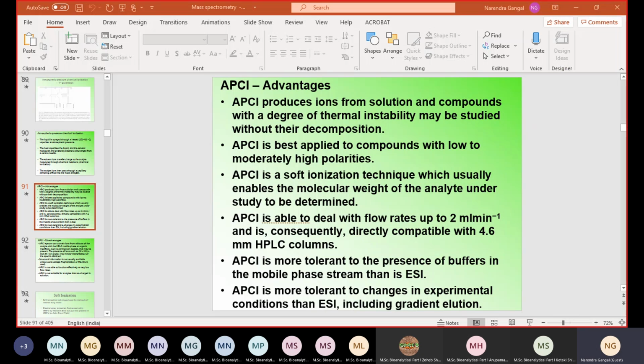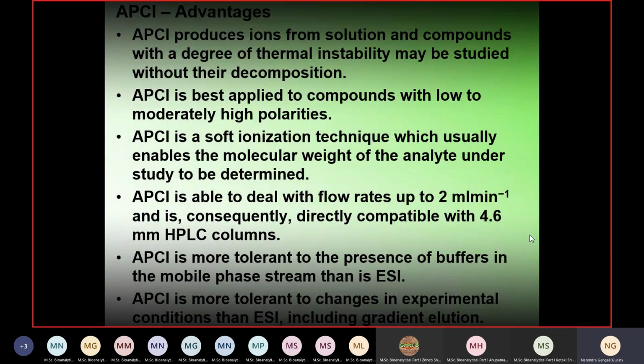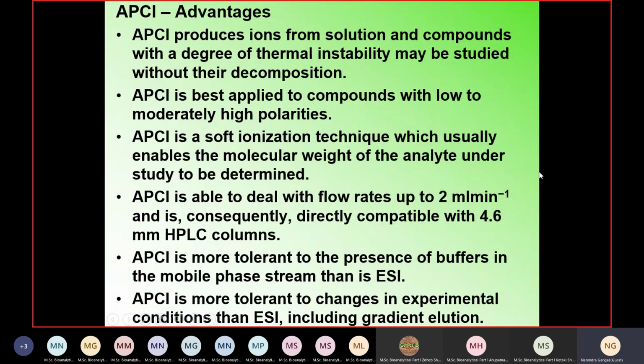Sorry. Now, I was telling you the advantages are many. As I said, first of all, the solvent is making the ions. The solvent is first getting ionized, then it is forming the ions, so the thermal phenomena are not there. It is basically the transfer of the charge from my solvent ions to my solute ions. So that is why in this case, although my compound is thermally unstable, it can be very well studied without much decomposition.